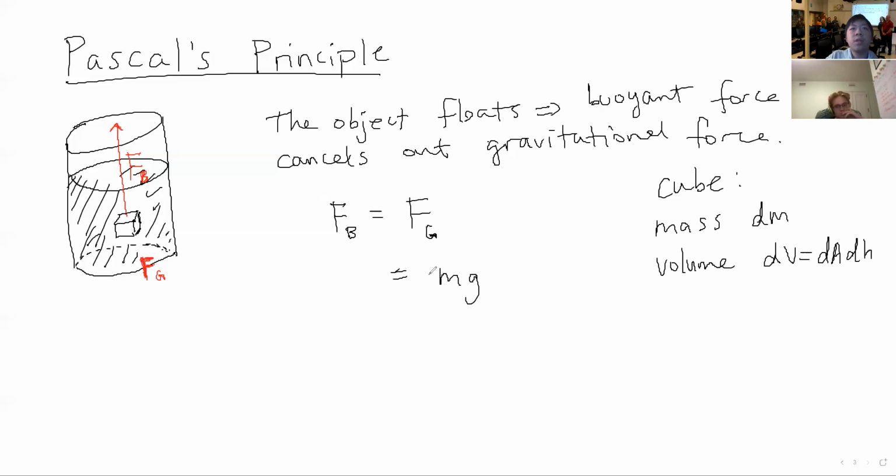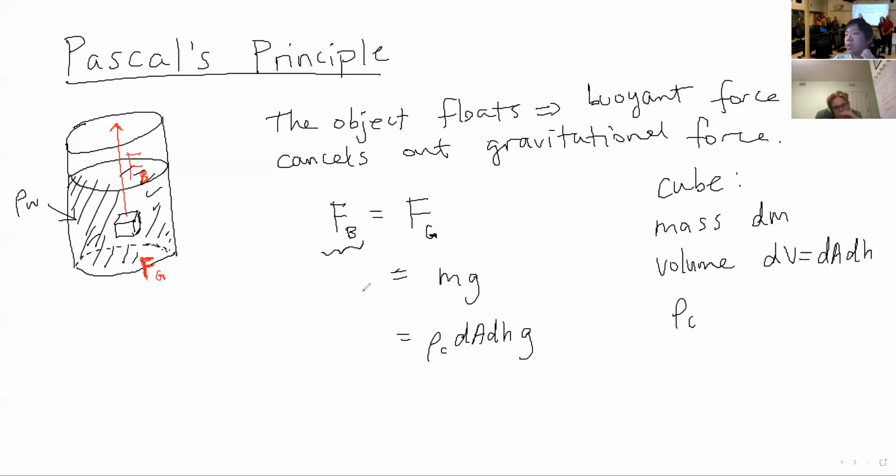So then, also density of rho. Let's just say it's rho of the cube, as opposed to rho of the water. So then that means mg is equal to rho of the cube times dA dh times g. But now, what causes the buoyant force?